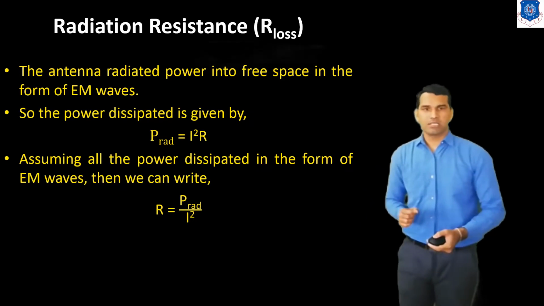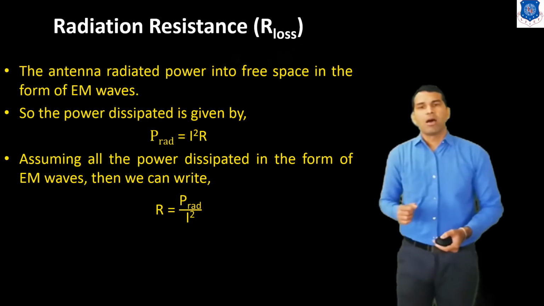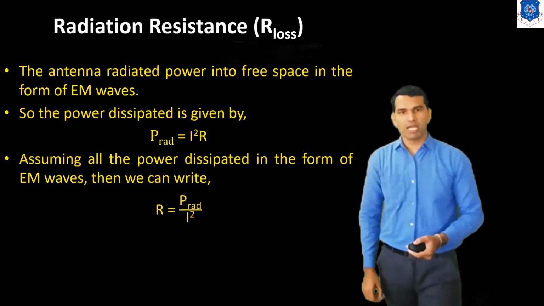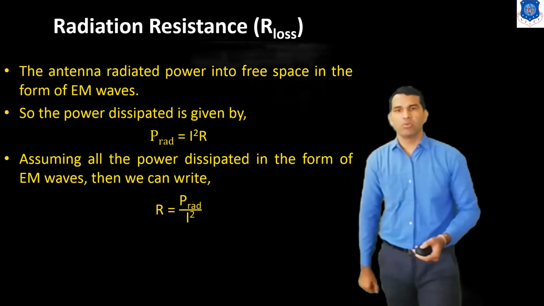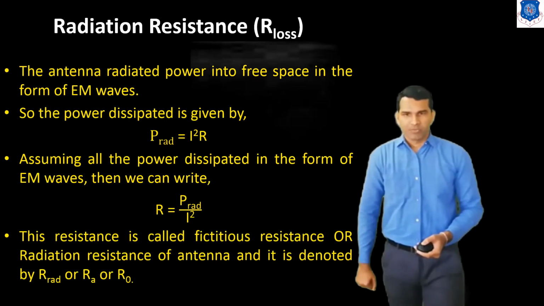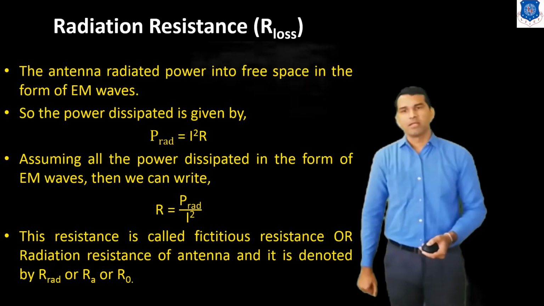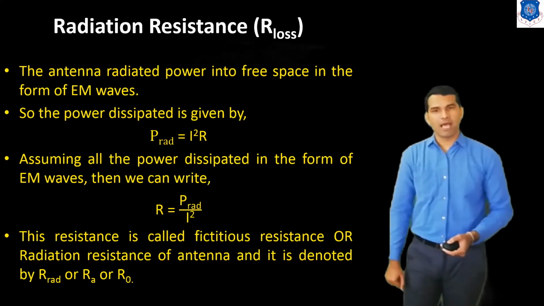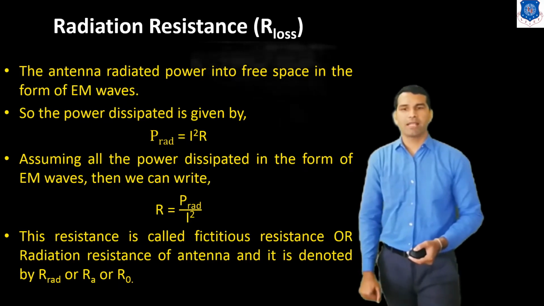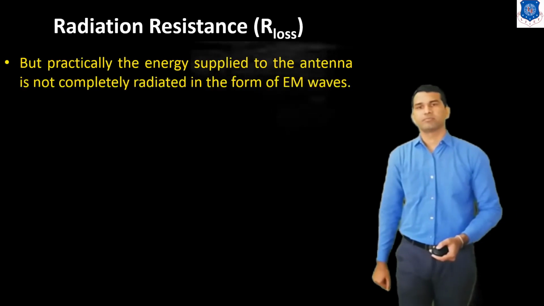Actually, the power is dissipated in many forms, but here we consider the power is dissipated only in the form of electromagnetic wave. So we can write R is equal to P radiate upon I square. This resistance is called fictitious resistance or radiation resistance of the antenna, and it is denoted by R radiate, R A, or R0. So this is the radiation resistance.